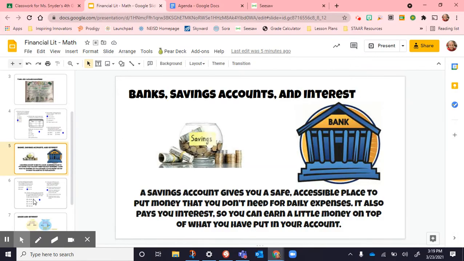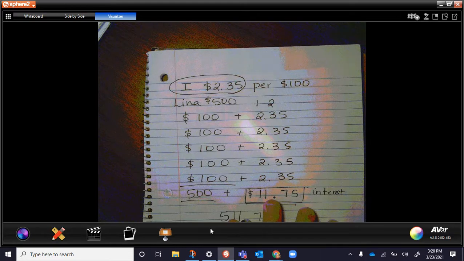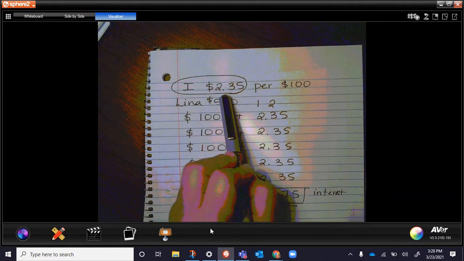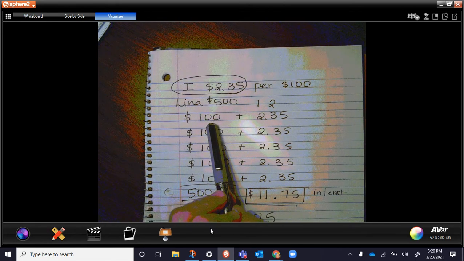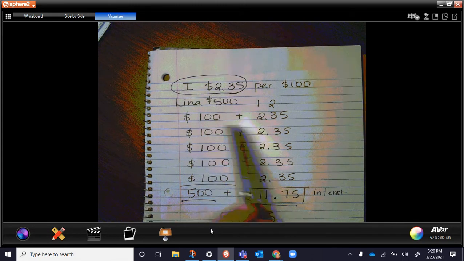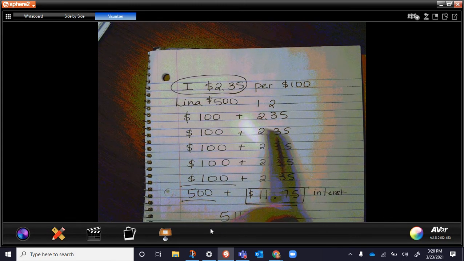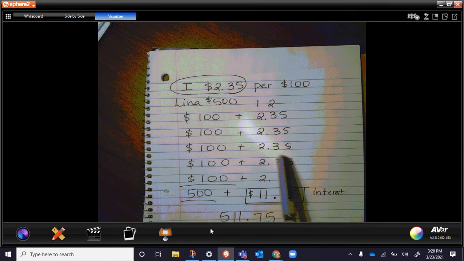And then we did a couple questions together. So this one says Lena has a savings account which pays interest of $2.35 per $100. If Lena has $500 in her account, how much interest does she receive? So we broke this down and we said, okay, here's the interest per $100. We broke down the 500, and we said every time she gets $100, she's going to get $2.35. So if she gets another $100, that's another $2.35. She puts in another $100, that's another $2.35 that she gets.